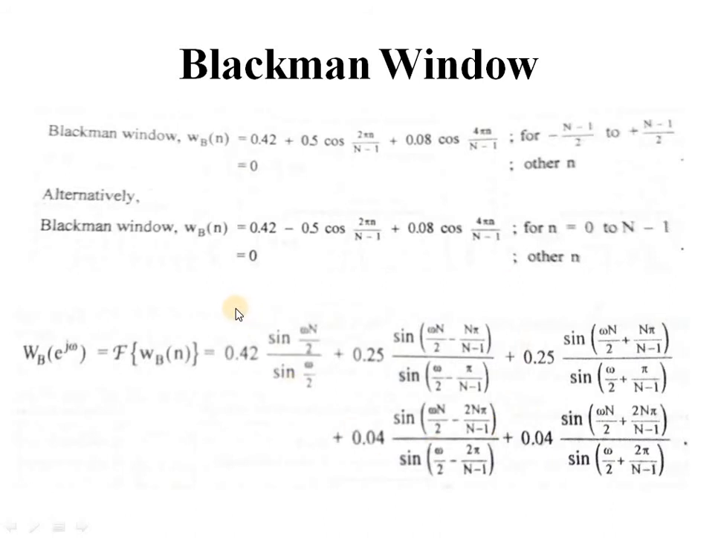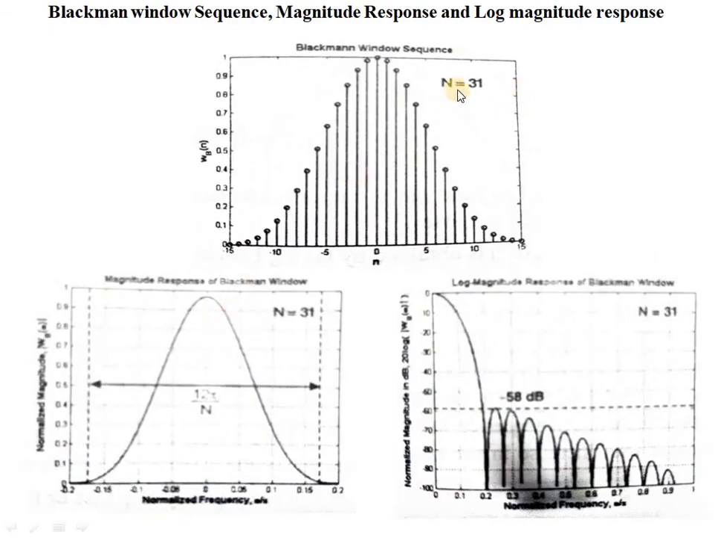Now let us check this Blackman windowing sequence for the same n equal to 31, and the magnitude and log magnitude responses of the Blackman window are also given in the figure for n equal to 31. Once again, when we observe the Blackman window, the main lobe width is equal to 12 pi by n, which is almost the highest among all the windows that we have considered until now.